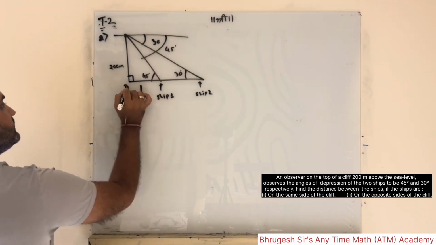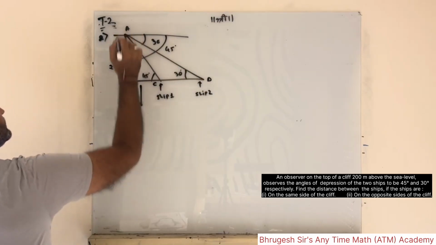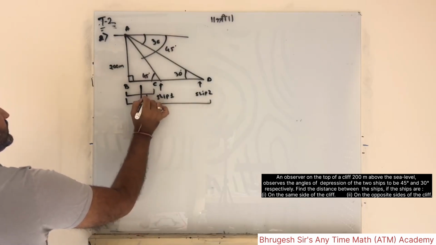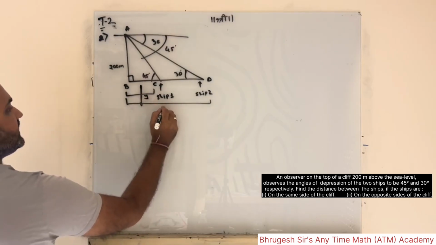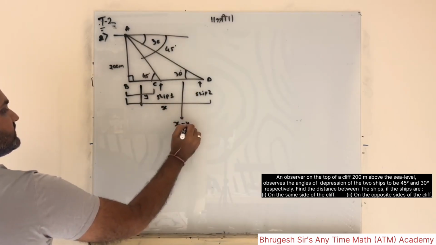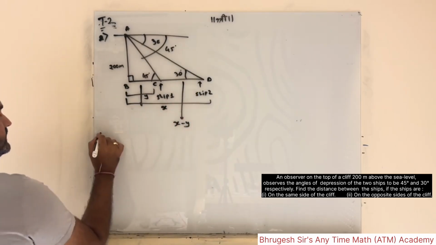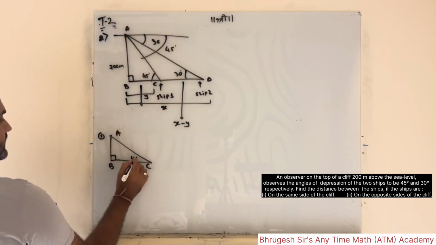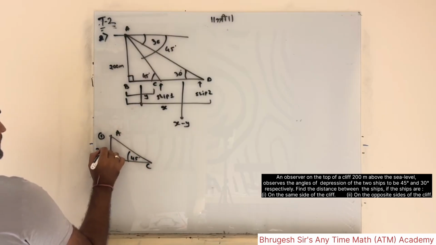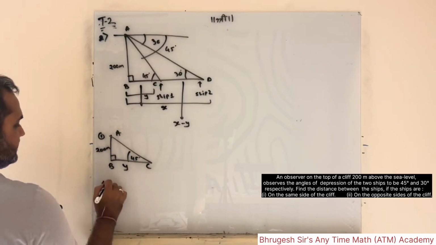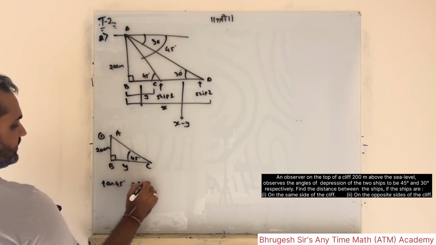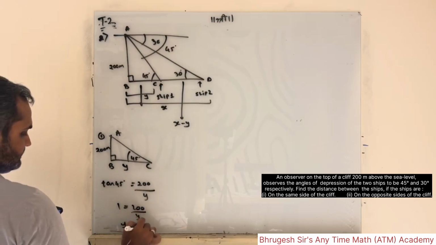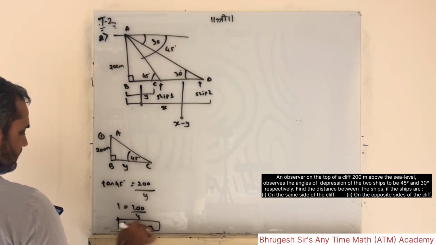So this is Y. This is X. Therefore CD is X minus Y. Okay? Understood, beta? So first I'll take triangle ABC. 45 degrees, 200 meters and Y. So tan of 45 degrees is opposite, which is 200, upon adjacent Y. 1 equals 200 upon Y. So Y is 200 meters. Okay, my child.